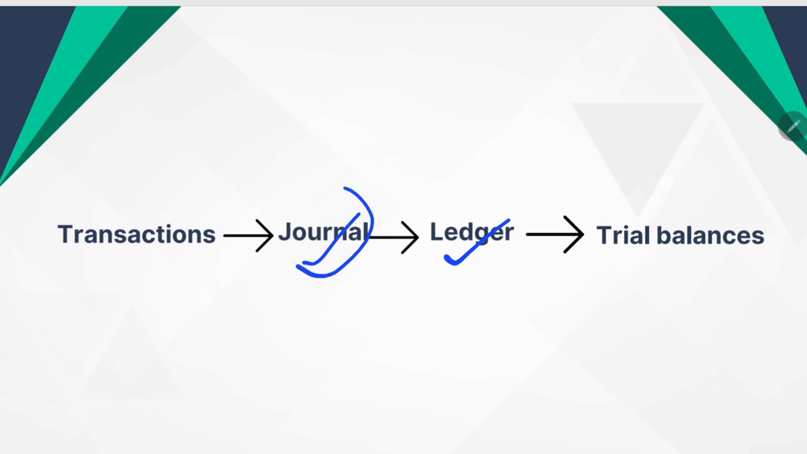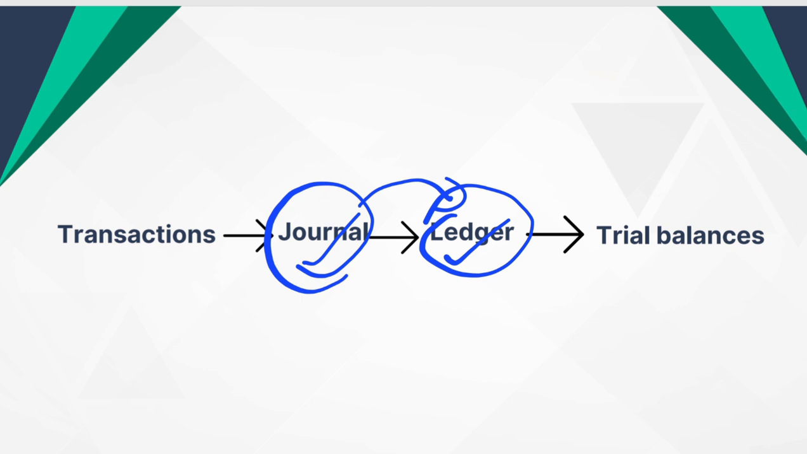After preparing the journal, what do we do next? Yes, we transfer the journal entries, or post the journal entries, to the respective ledger accounts. So, once a transaction takes place, we first record it in the journal, then we transfer it to the respective ledger accounts. Now let us move on to our topic, trial balance.